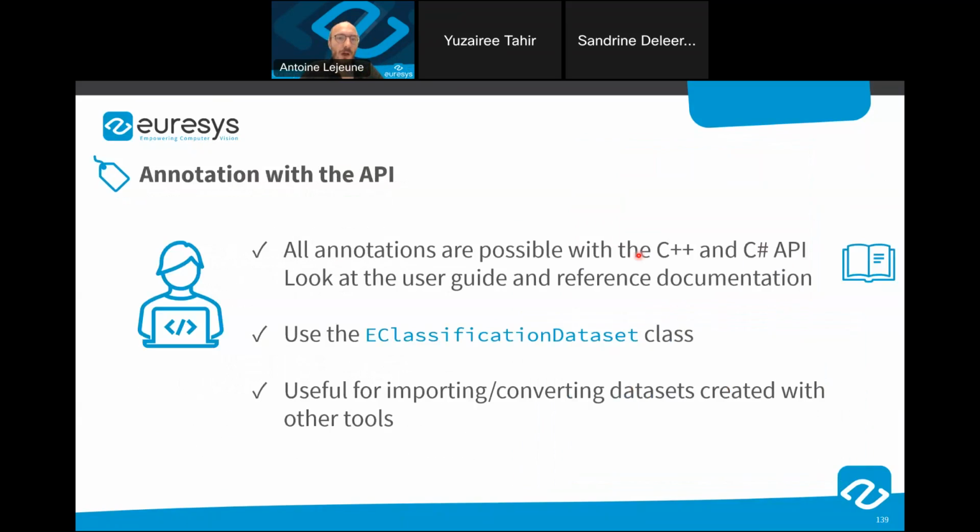Also, all the annotations are possible to do with the C++ and C# API. Please look at our user guide and reference documentation to see how you can do that. It will be mainly using the eClassification dataset class that you can use to load your dataset and set the annotation for all your images. And it can be useful to manipulate this class to import or convert datasets created with our tool, for example.